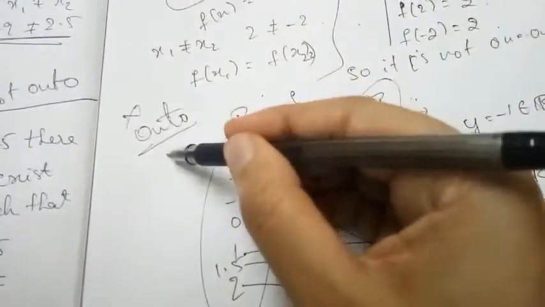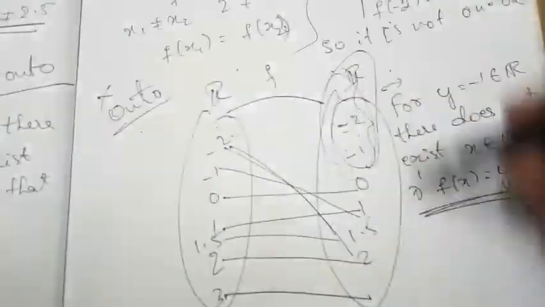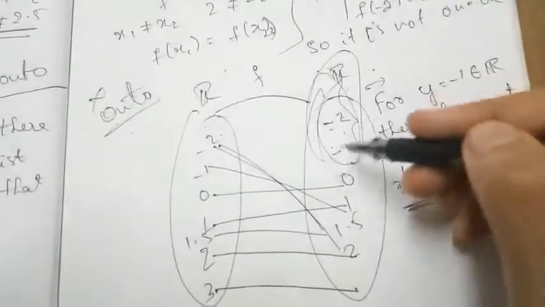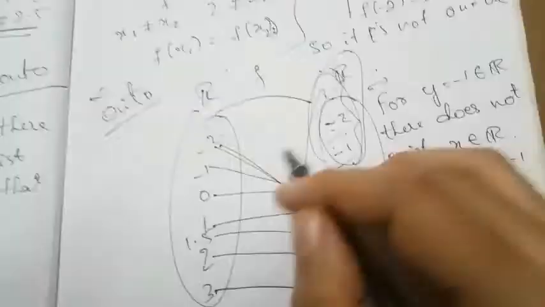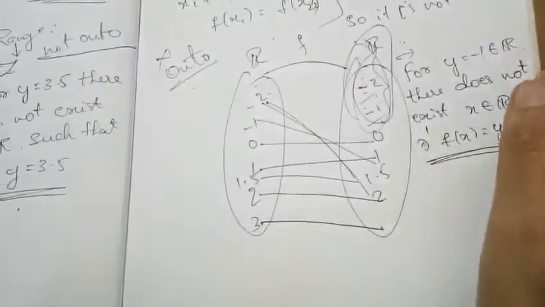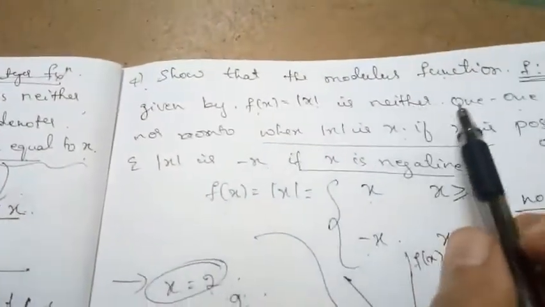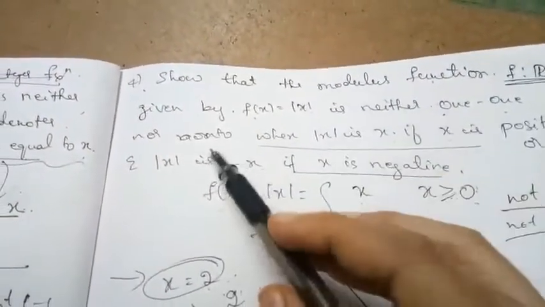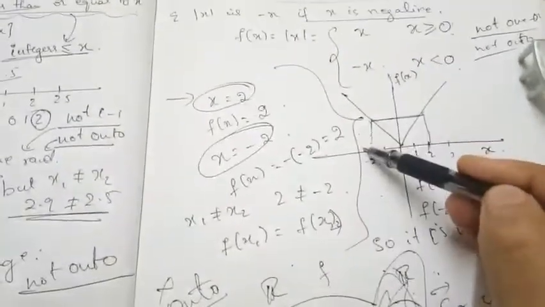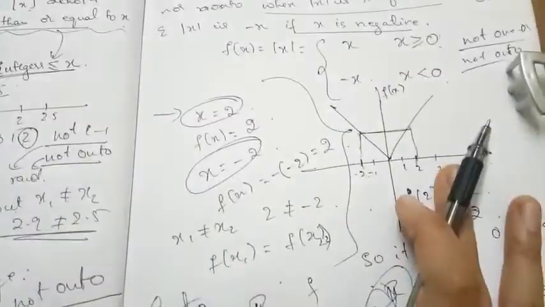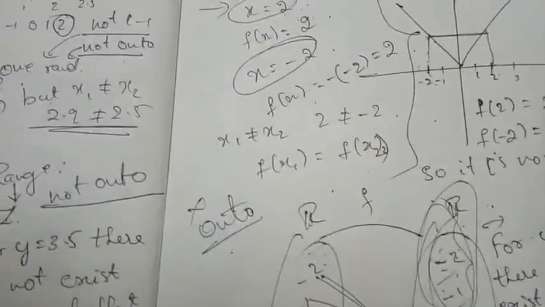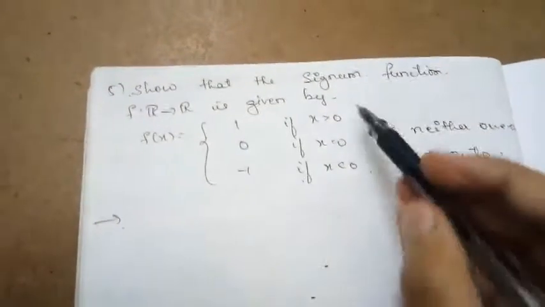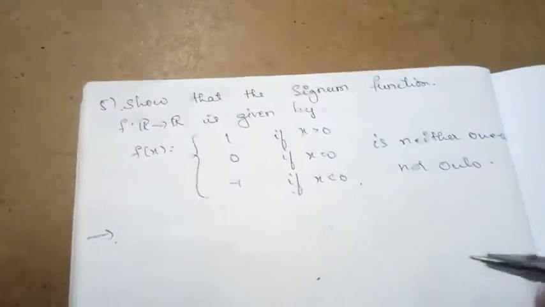So these negative elements are not occupied. To say it is onto means what? All the elements in the codomain should be occupied, but these elements are not occupied, so it is not an onto function. This is what the question was saying: we need to show it is neither 1-1 nor onto, and we have shown that. So clearly the modulus function is neither a 1-1 function nor an onto function. In the next exercise question, they talked about the signum function.